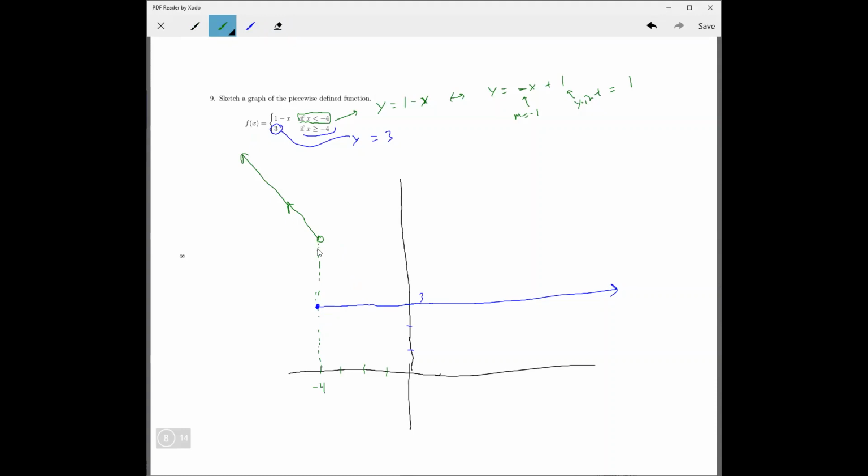I think I kind of messed up. I think this probably should have been lower, but maybe it is right, because that should be like 5 right there. When I put a negative 4 in here, I get 5. Yeah, okay, maybe that works.